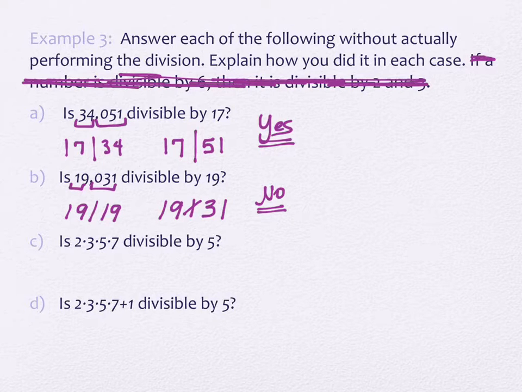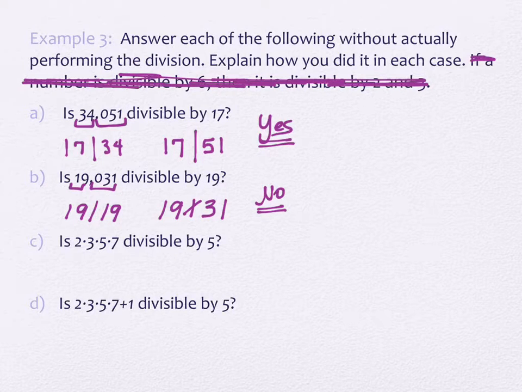Now C and D are a little different. They don't even give you the whole number, and it would not be in your best interest to multiply this out. It would be in your best interest to look at what's in there. Will 5 divide 2 times 3 times 5 times 7? Yes, because there's a 5.